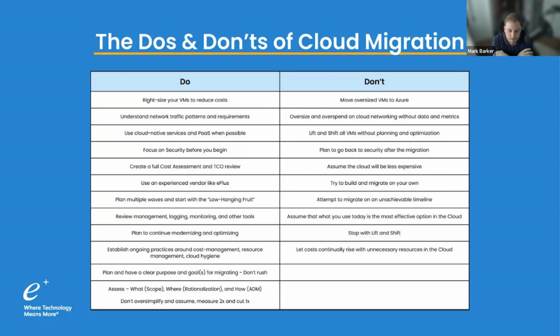Okay, plan and have a clear purpose and goals for migrating. This goes back to our number one pitfall, right? Not rushing, making sure you have a clear plan of how you're going to get from A to Z, and not being in a hurry to get there when you can. Sometimes that's beyond your control. You assess the scope, the where, the rationalization, and the how, the ADM. Don't oversimplify and assume. Measure twice and cut once, right? That way you don't come back and burn yourself in the long run.